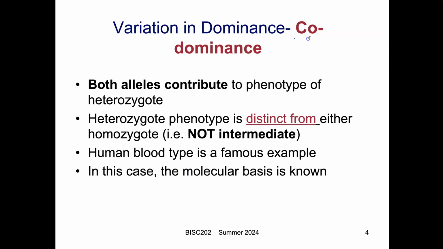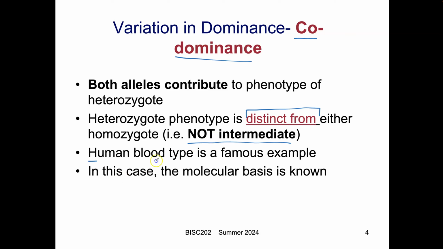So here's the second one to contrast. It's called codominance. What this means is that neither of the alleles is dominant over the other. They both contribute something to the phenotype of the heterozygote. But the heterozygote has a phenotype that is distinct from, different than, either of the homozygotes. So it's not just an intermediate, like a paler shade of red. In fact, the codominant phenotype is distinct. It's different.